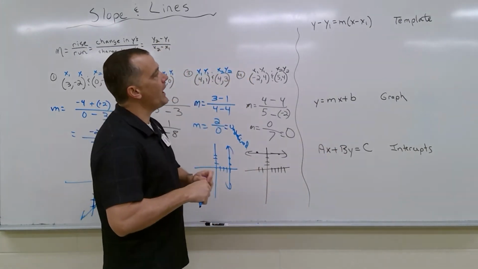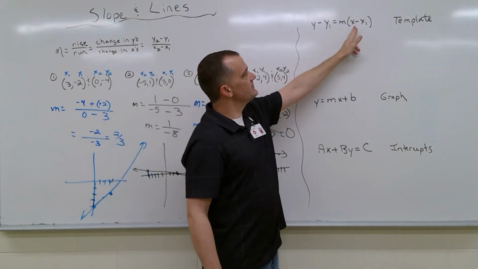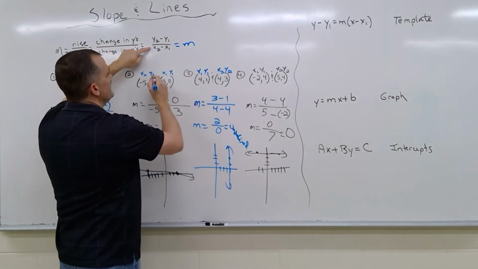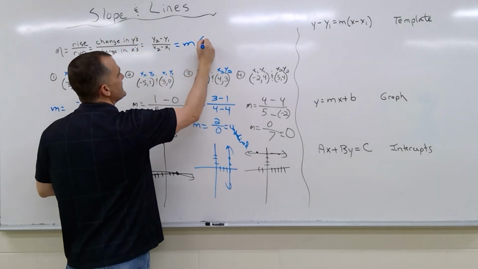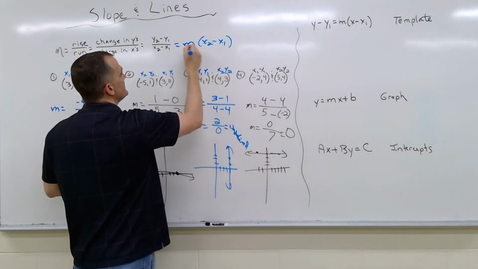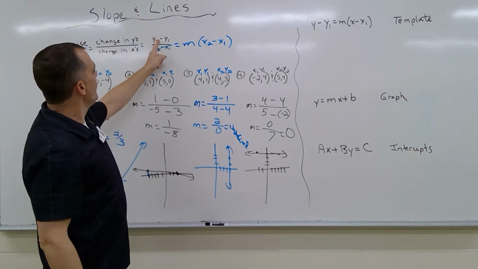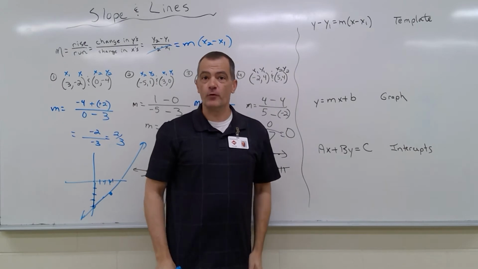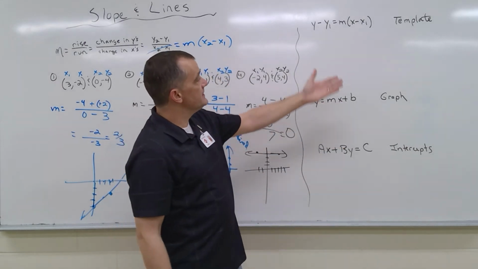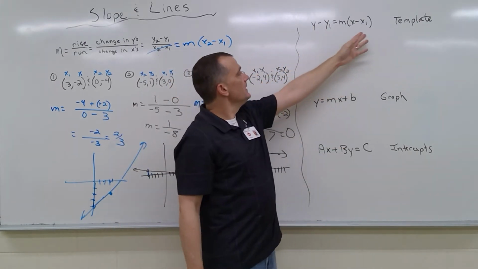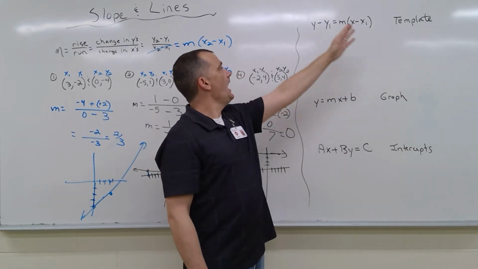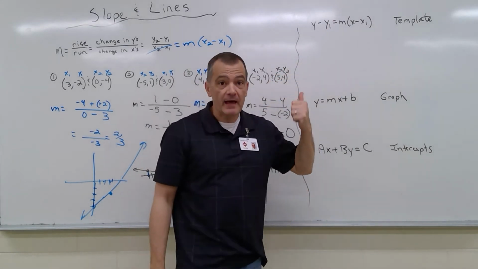A line can be a recipe for finding other points on that line. So when I look at y minus y sub 1 equals m times x minus x sub 1, it almost looks like this slope formula where I multiply both sides by the denominator. So if I do that, I get y's being subtracted equals m. So this is pretty much the slope formula. It's your template for writing the equation of a line.